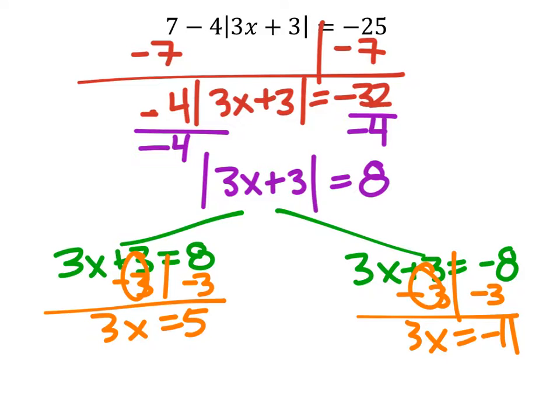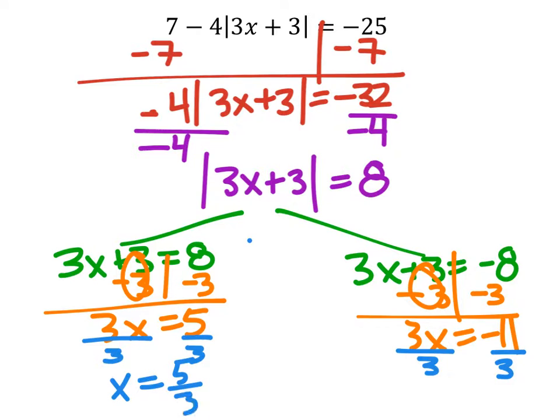So we're going to get some fractional values on this, which is okay, by dividing both sides of both equations by 3. So here on the left we get x is equal to 5/3, and here on the right we get x equal to -11/3.